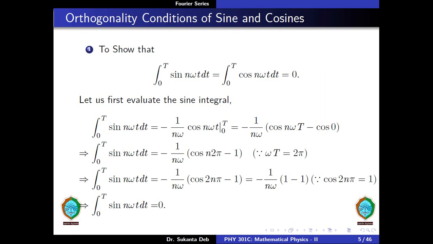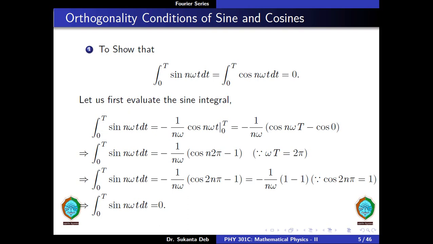First, orthogonality condition. To show that integral from 0 to capital T sin of n omega t dt is equal to integral from 0 to capital T cos of n omega t dt is equal to 0. So let us first evaluate the sine integral, which is 0 to capital T sin of n omega t dt.